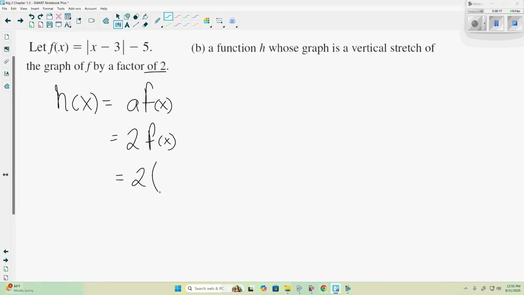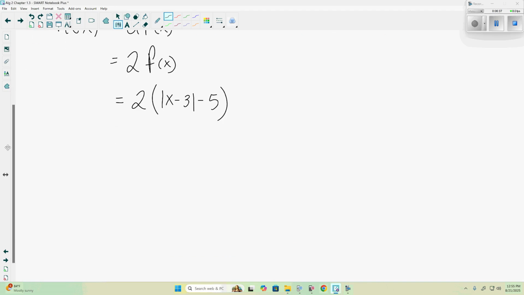Questions on this here before we move on? Well, what is f of x? Exactly, the absolute value of x minus 3 minus 5. Since we still just have f of x, we replace it. And then last but not least, we've got to multiply through. So we're going to have 2 times the absolute value of x minus 3.